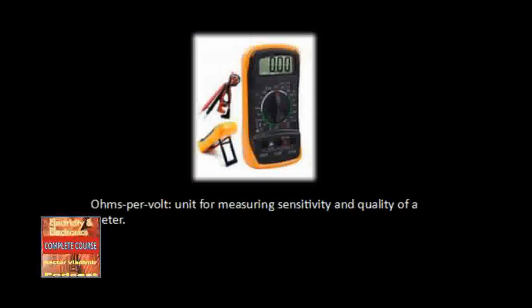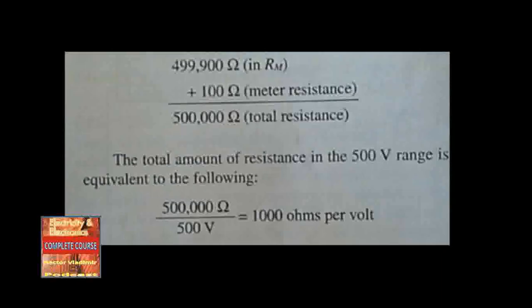Voltmeter sensitivity. The sensitivity of a voltmeter is a sign of quality. Ohms per volt is the unit of measuring sensitivity. In step 4 of the previous example, the total resistance of the meter and its multiplier resistance is 499,900 ohms for the multiplier resistor, plus 100 ohms, which is the meter resistance, so the total resistance is 500,000 ohms. The total amount of resistance in the 500 volt range is equivalent to the following. Again, using Ohm's law, 500,000 ohms divided by 500 volts equals 1,000 ohms per volt. That's just a simple division to know how many ohms per volt. Divide ohms by the volts.